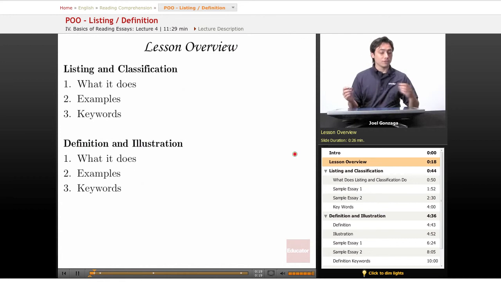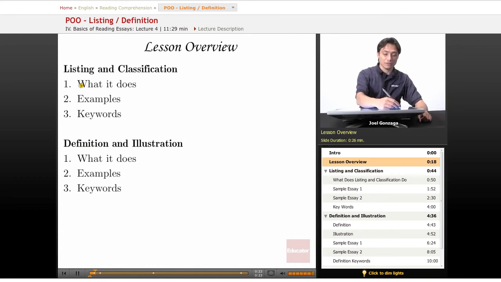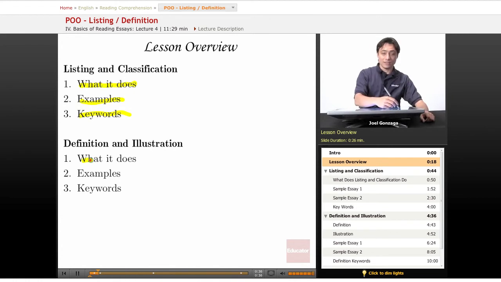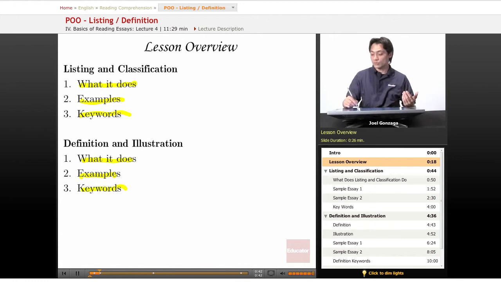So the overview for this lesson is going to be very simple. We have listing and classification, what it does, examples, and then finally the keywords that let you know, hey, this essay is organized according to listing and classification. Then we're going to go with definition and illustration. Tell you what it does, examples, and then keywords one more time.